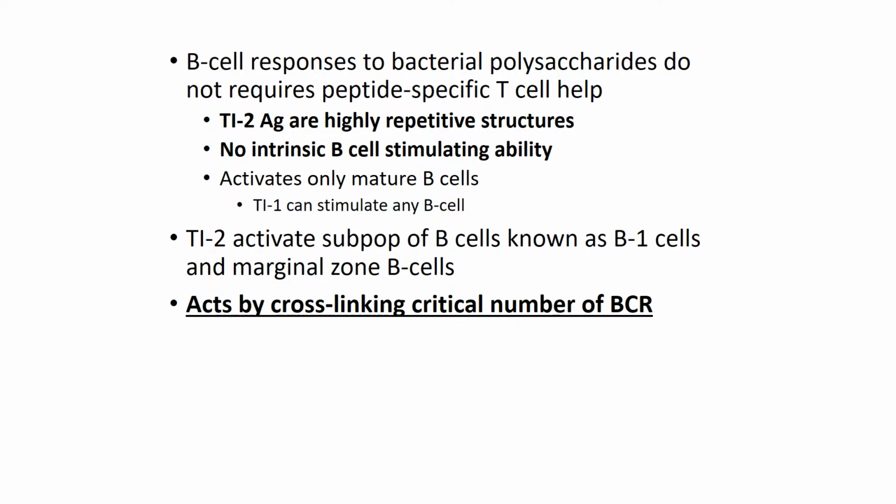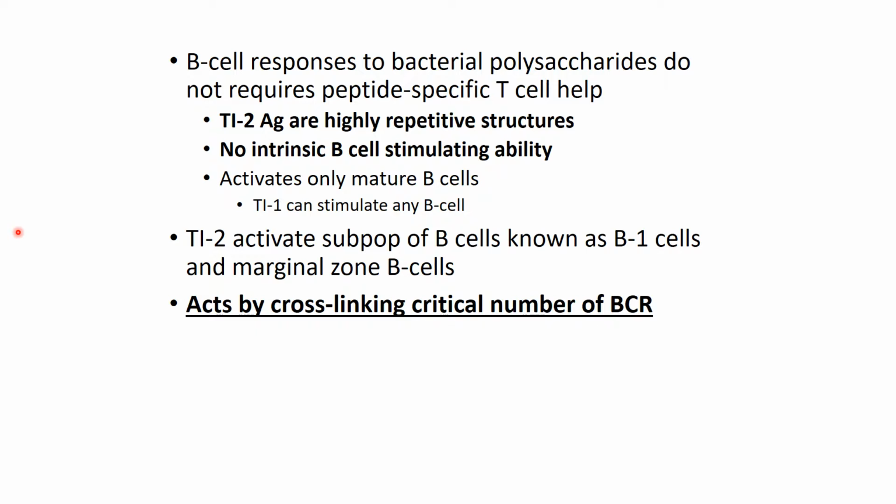So these bacterial polysaccharides, they're highly repetitive in structure. Because of this highly repetitive structure, they're able to glom onto a wide range of receptors, not only B cell receptors, but pretty much quite a few receptors you're going to find on all cells. They have no intrinsic B cell stimulating activity. We don't know why. We're learning why, but for some reason the B cells get triggered the hardest. It activates only mature B cells.